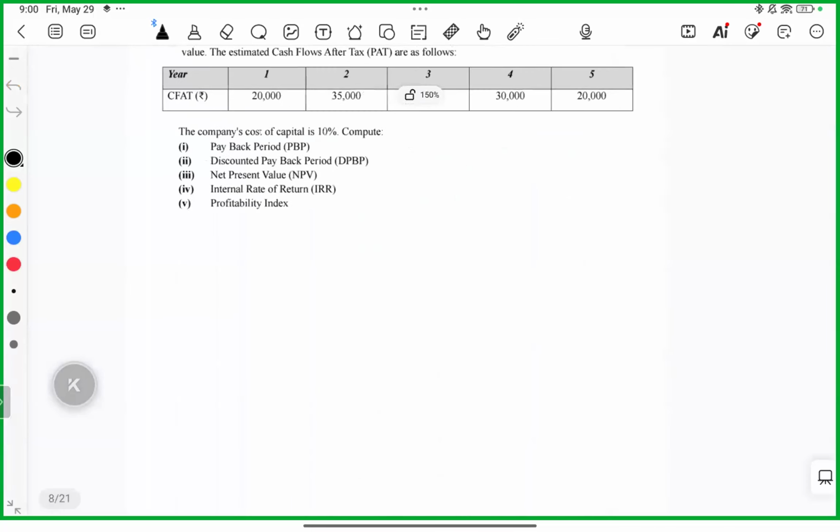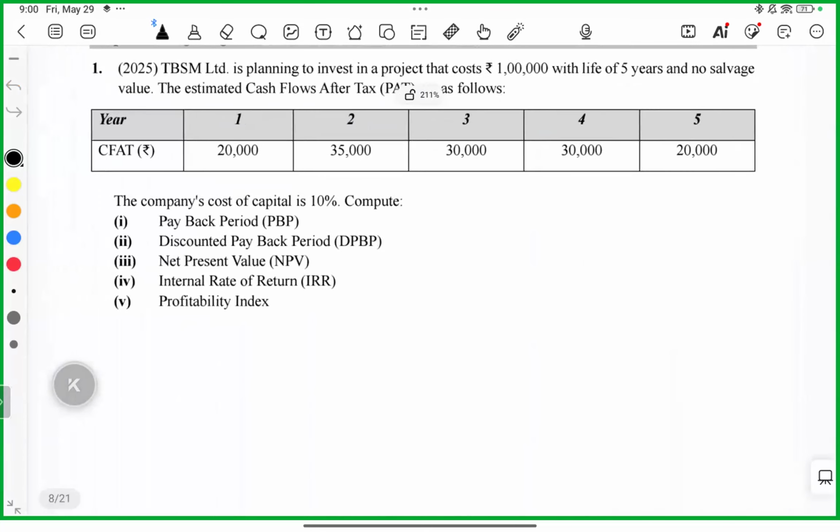Okay. Now see this example. This example was asked in a previous year also. There is this company TBSM. It is planning to invest in a project that costs rupees 1 lakh. So your investment, I'm writing here, investment is equal to 1 lakh. With a life of 5 years, so this project is going to be for 5 years. No salvage value or scrap value. That is, when you dismantle the project after 5 years, you're not going to get anything in scrap.